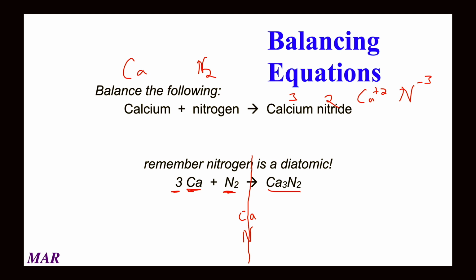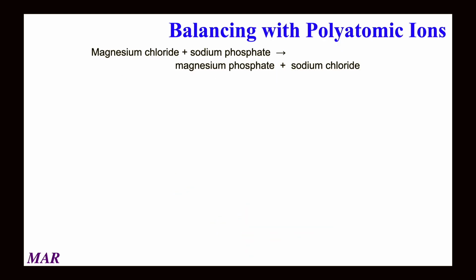So notice here I've got 3 calciums, so that's 3 on the left. N2 is 2 nitrogens. And on the product side, calcium nitride has 3 Cas and 2 Ns. Oh, they balance. If the numbers are the same on both sides, then they balance. So this is a balanced reaction. And if you're ever uncertain how to do these, I highly recommend you do this kind of test to make sure that it's working.